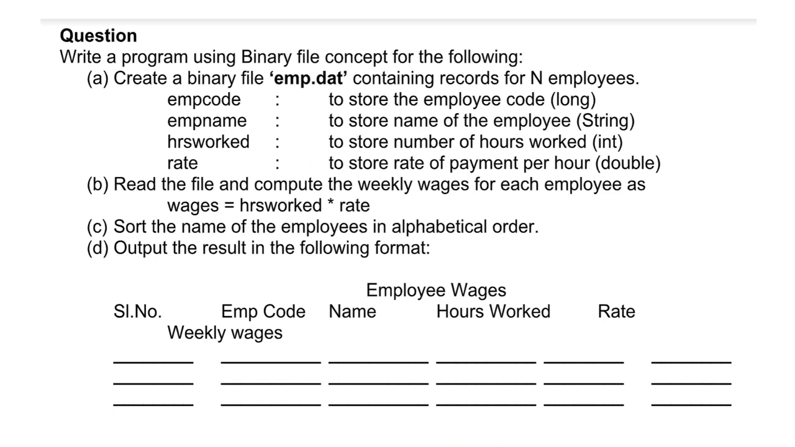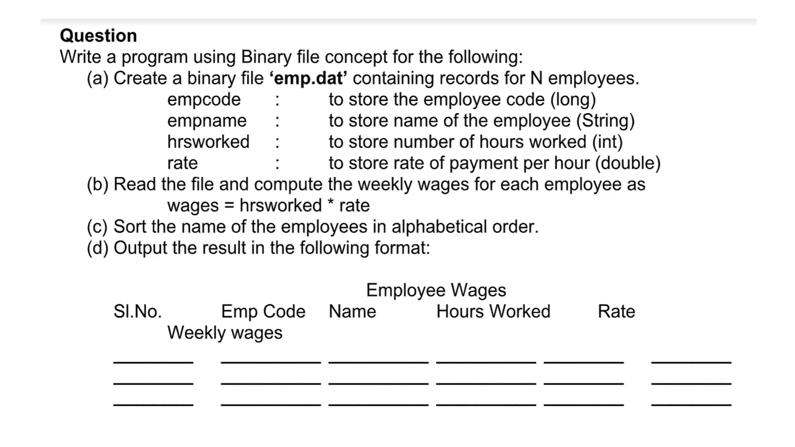So hours worked and rate are already stored in the file. You're going to multiply that and then store it into a variable wages and display it on the screen. Okay, so before displaying on the screen, you have to sort the names of the employees in alphabetical order. That means the whole record has to be sorted based on the employee name. So it should be in alphabetical order.